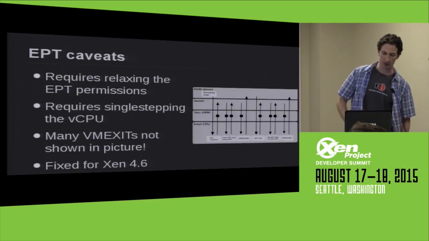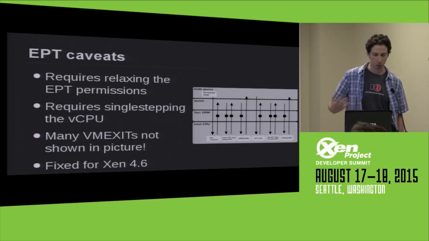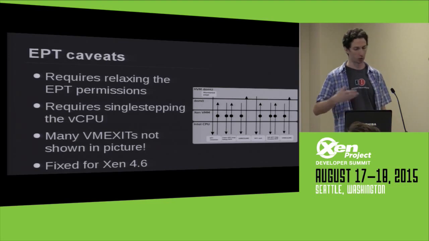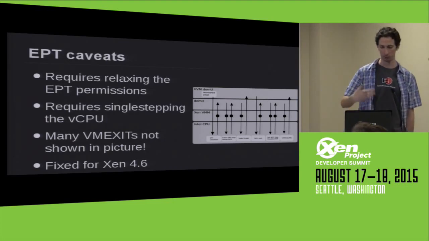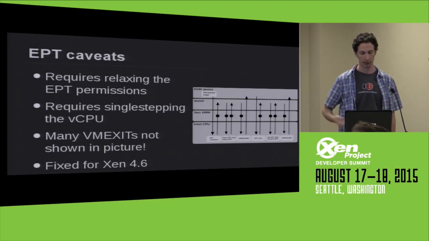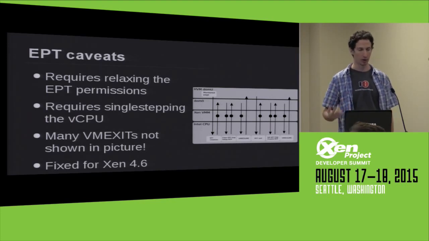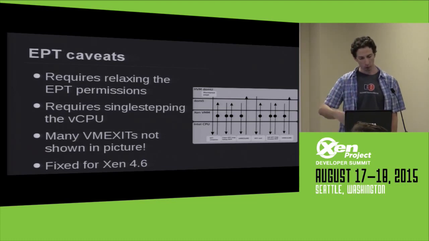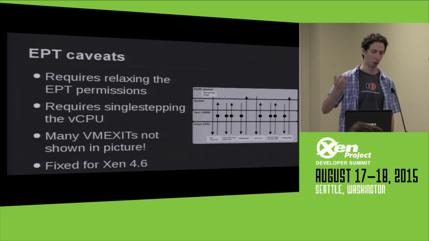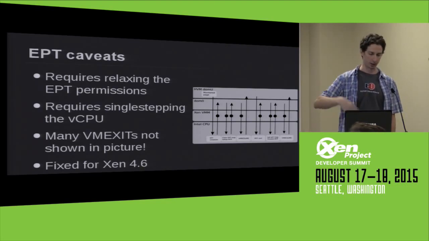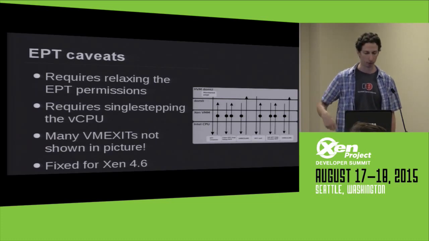A couple other things: if you want to monitor memory through this system, when you hit a violation in the second stage paging, you need to relax that access permission, otherwise the VM is just going to keep hitting that page fault and it's just going to hang. So the way you do it is that you get a notification through the EPT violation into Dom0, then you relax the permission, and then you enable single stepping, you let the vCPU execute one instruction, and then you reset the permission. So there's a lot of back and forth going on.